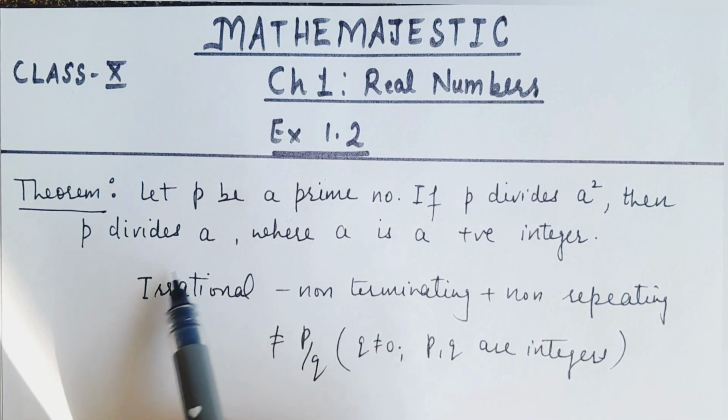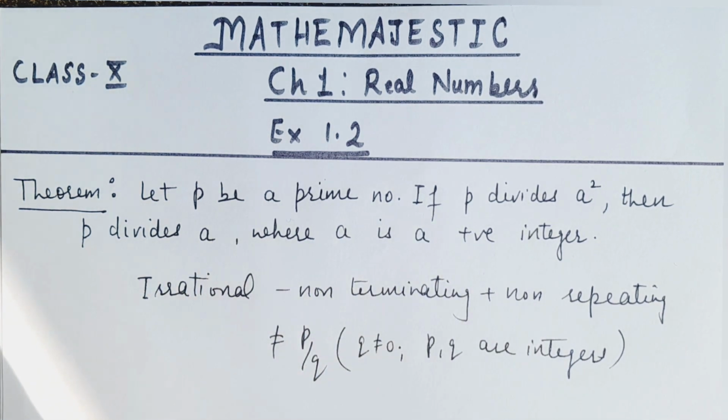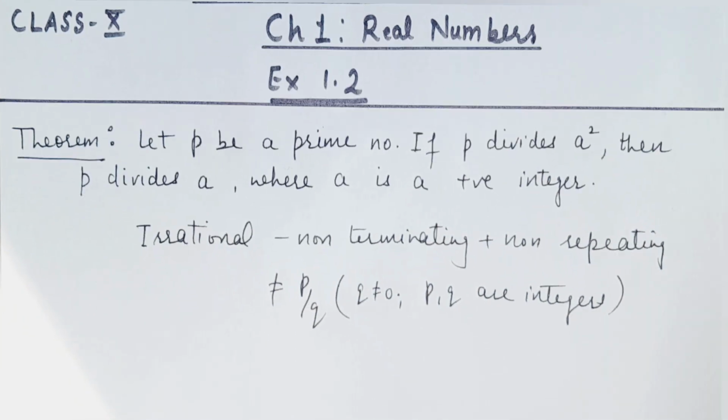The statement of the theorem is: let p be a prime number, if p divides a square, then p divides a also, where a is a positive integer. So if a prime number divides a square, then it will also divide a, where a can be any positive integer. First we will prove this result with the help of the fundamental theorem.